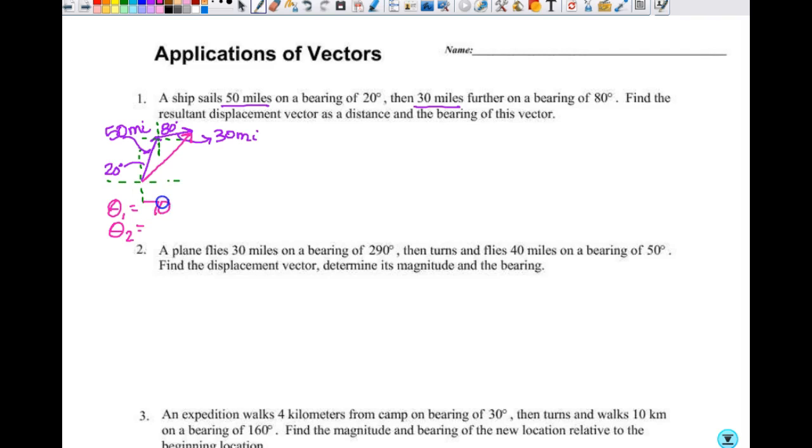70, good, so 70 degrees. And what about for the second one? 10 degrees. All right. Are there any questions about how we know how to get theta? We're all good on that.